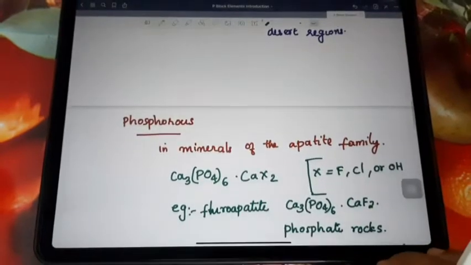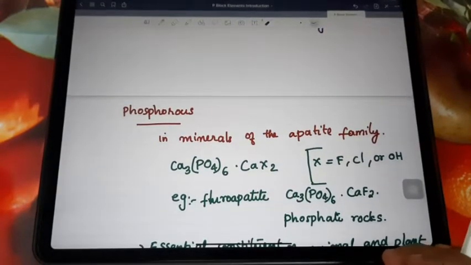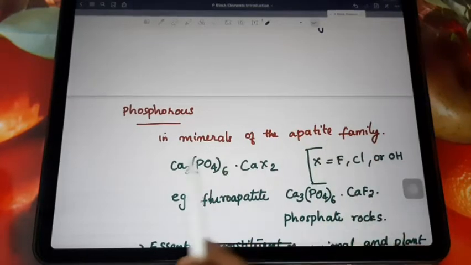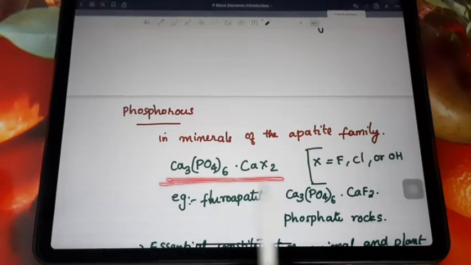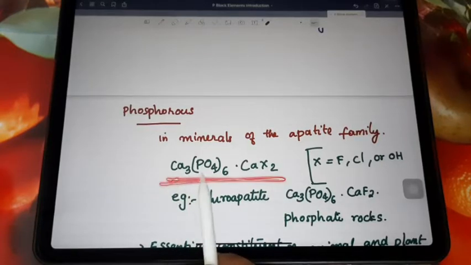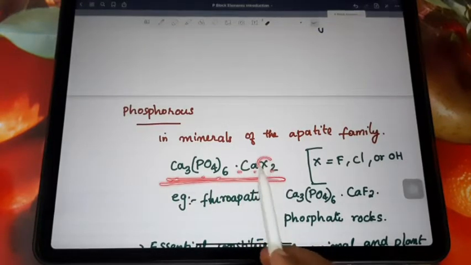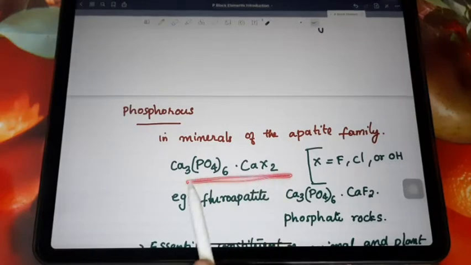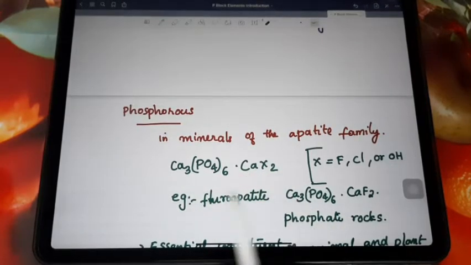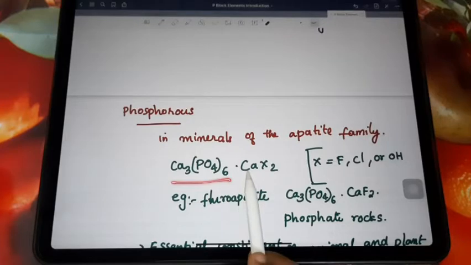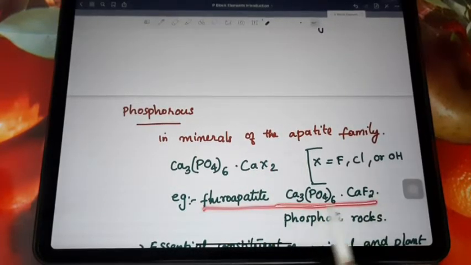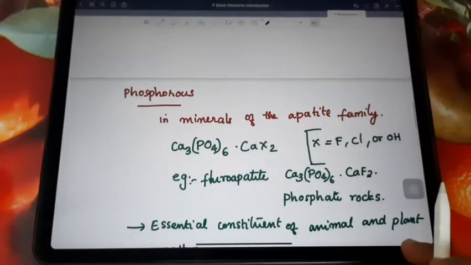Then about phosphorus. Phosphorus mainly occurs in the form of minerals of the apatite family. Apatite family means this formula: Ca3(PO4)2 6 times CaX2. In this case X can be fluorine, chlorine or OH. One example of the fluoroapatite family is Ca3(PO4)2 6 times CaF2. This phosphate form is present in phosphate rocks.